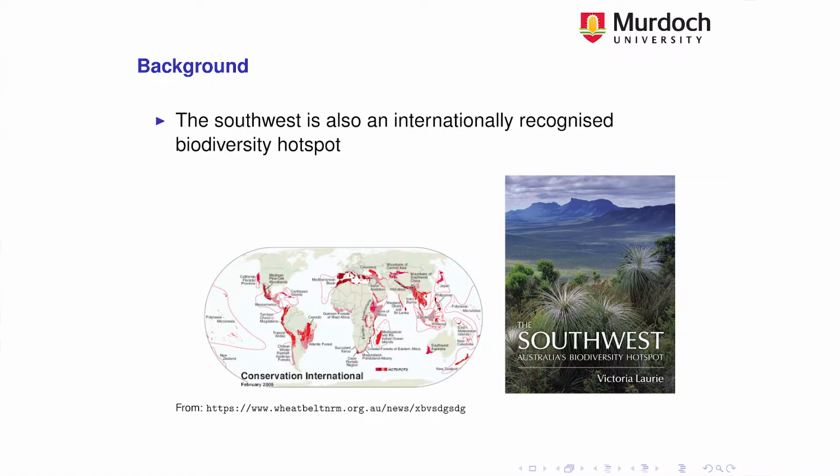Why do we care? Again, this is a global map of what we call internationally recognized biodiversity hotspots. That's where you have many different types of fauna and flora, lots of species diversity. And the southwest of Western Australia is one of these places in the world which is recognized for having huge biodiversity. And that's linked with climate as well. So what I'm saying here is climate is important.